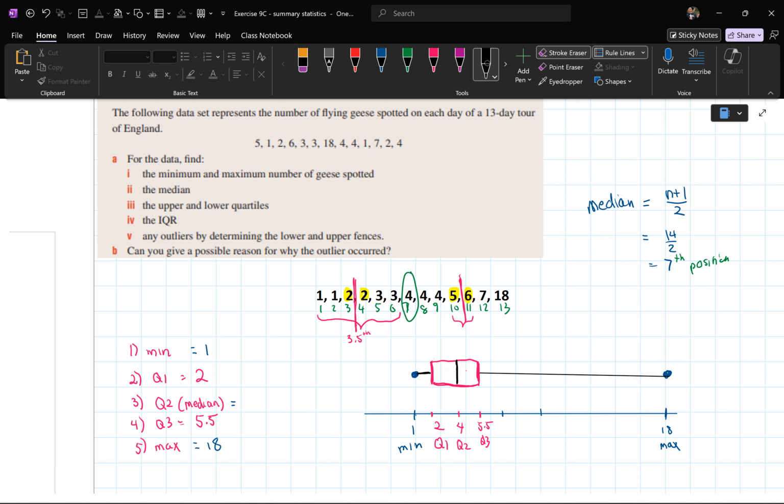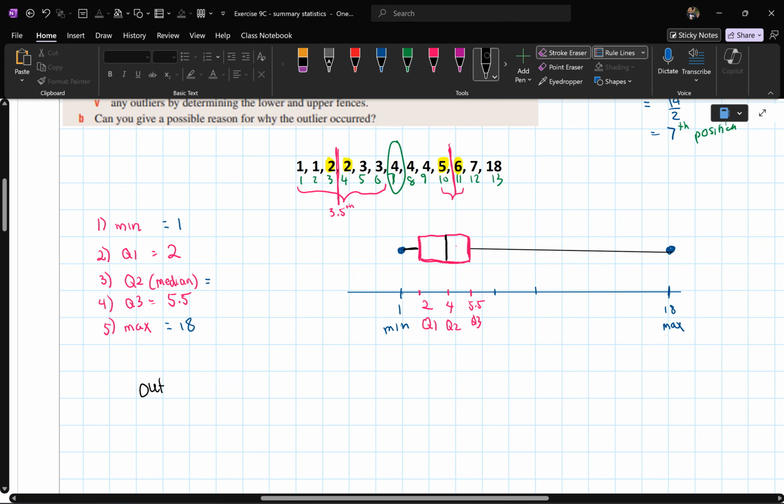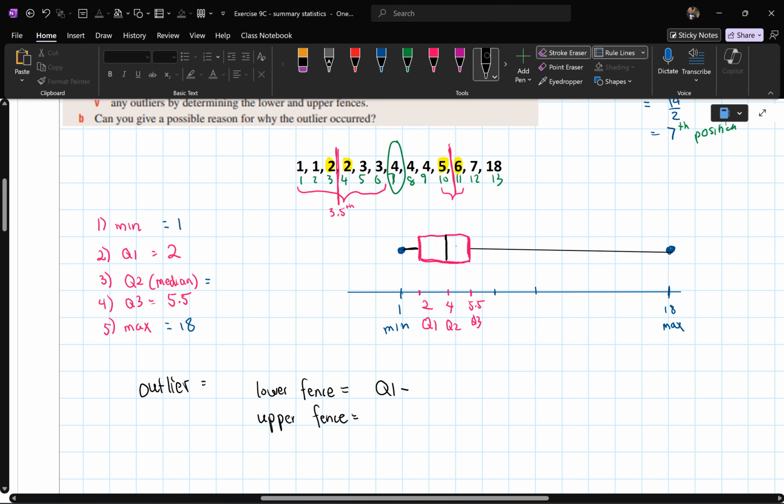And anyone remember the formula for an outlier? If you don't, write it in the notes here. Outlier. How do we calculate the outlier again? There's a lower fence and an upper fence. Anyone remember the formula? Hands up if you remember. No idea? All right, cool. I'll tell you the formula here. This is 1.5: Q1 minus 1.5 times IQR. This is Q3 plus 1.5 times IQR.